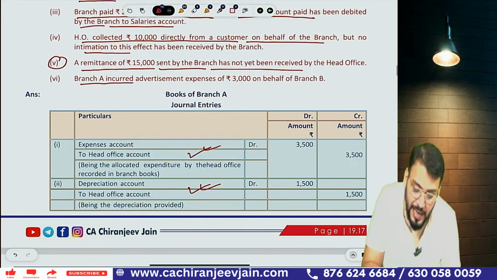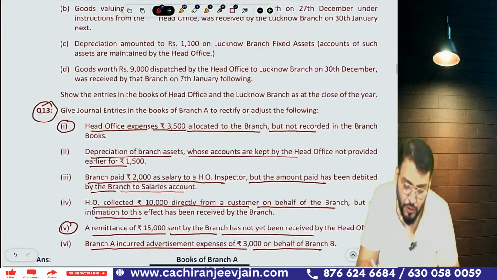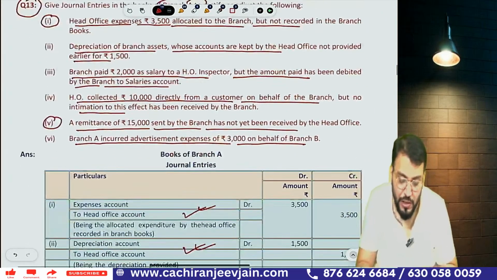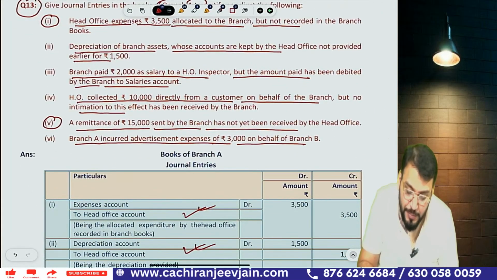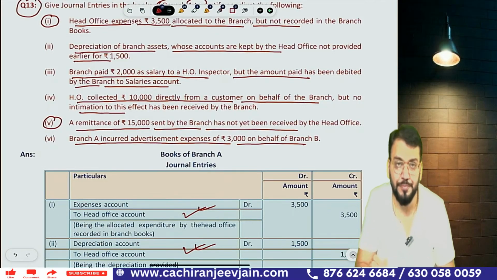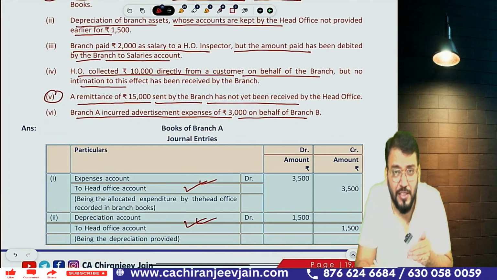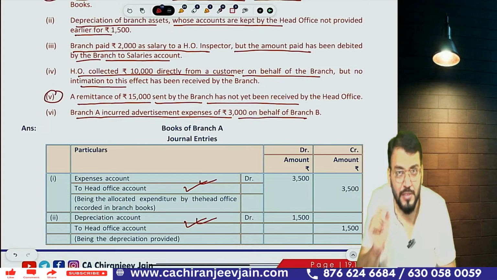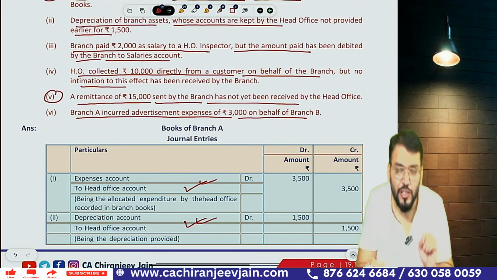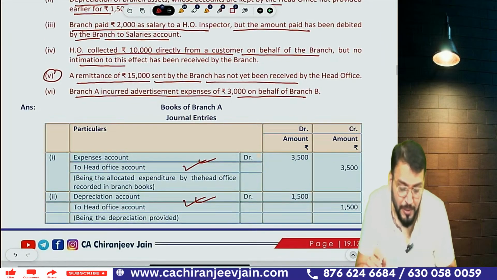Branch A incurred advertisement expense of 3,000 on behalf of branch B. Of course we are doing the journal entry in the books of branch A only. This will be considered as a transaction between branch A and HO. So branch A will recover this from HO. So HO account debit, either to advertisement expense if it is already recorded, or HO account debit to bank. That information has not been given.